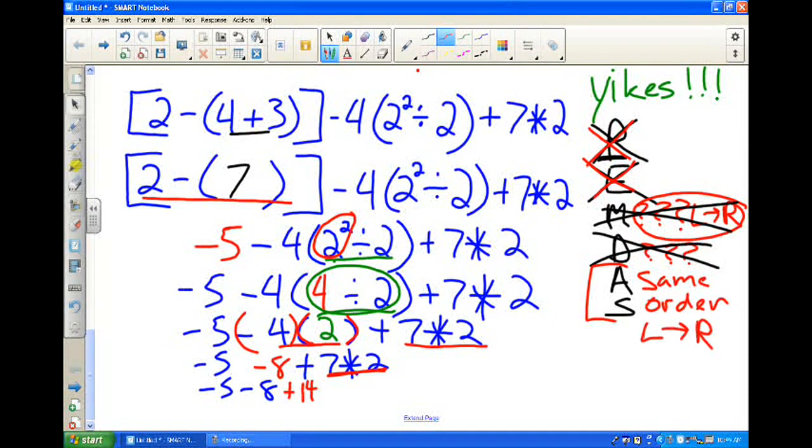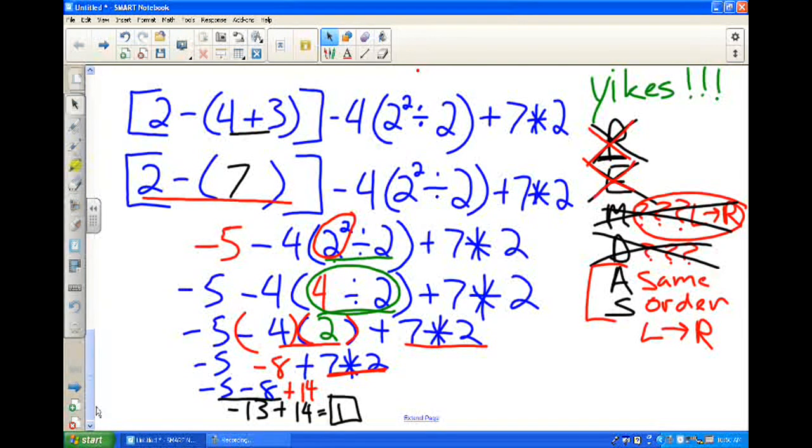Now with adding and subtracting, it's the same order, so we just go left to right. In other words, we would subtract before we add because the subtraction is to the left. When we're done, our answer is a +1. -13 plus 14 is going to equal a +1.